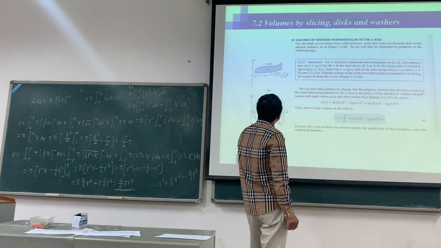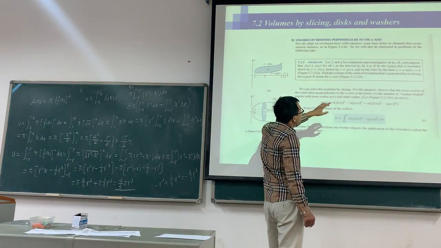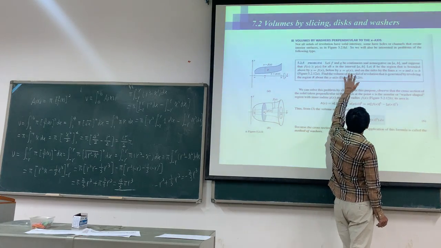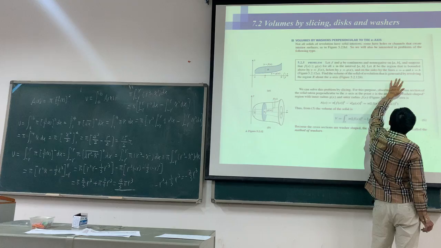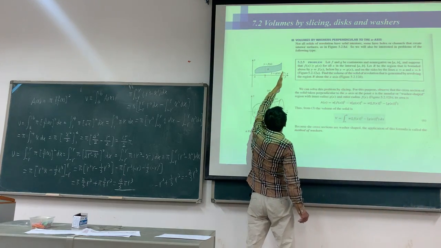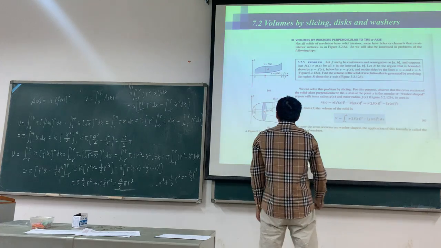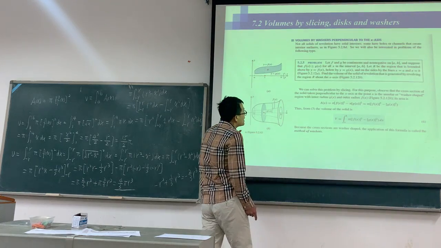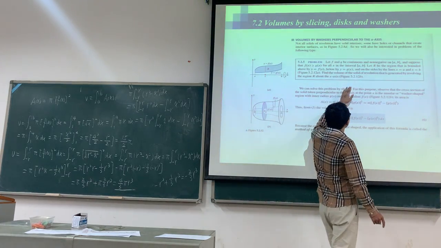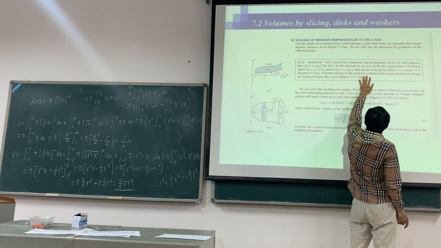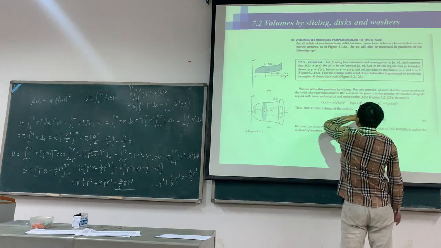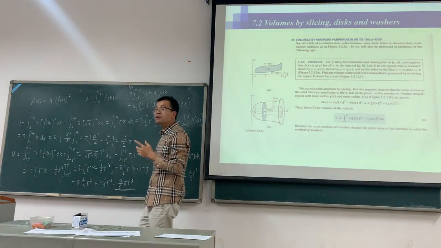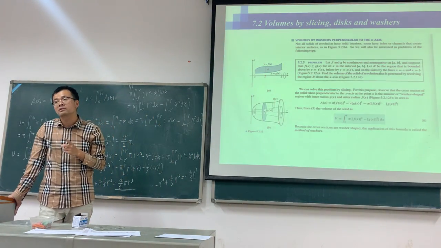So let R be the region that is bounded above by y equal to f(x), below by y equal to g(x), and on the other sides by the lines x equal to a and x equal to b. So here R is this region. Now we need to find the volume of the solid of revolution that is generated by revolving the region R about the x-axis. This is a little complex.